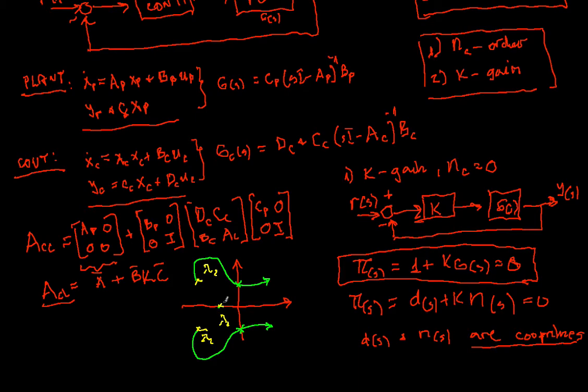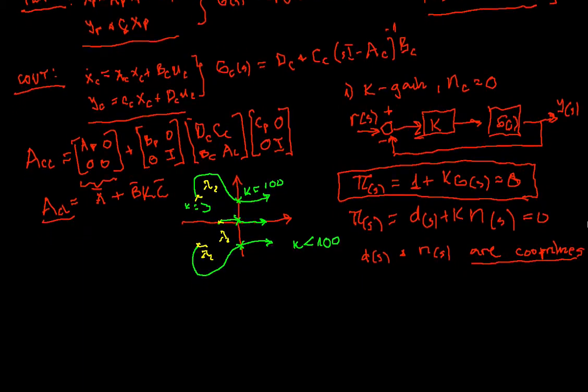In other words, this one can cross the following way. So if this is for k equal 3, for example, this can happen for k equal 100. Therefore, obviously, we know that gain has to be less than 100 in order to keep the distribution of the eigenvalues in the left side of the complex plane.